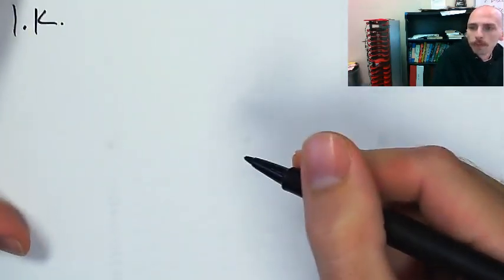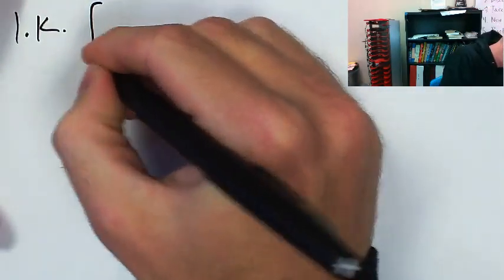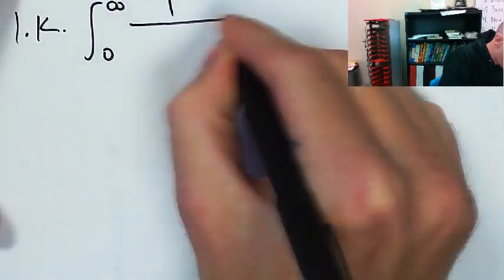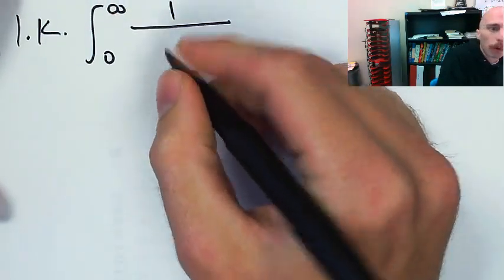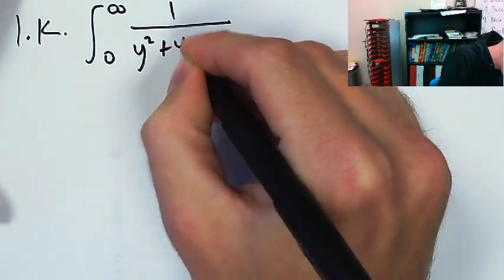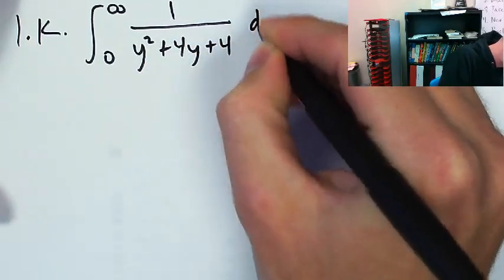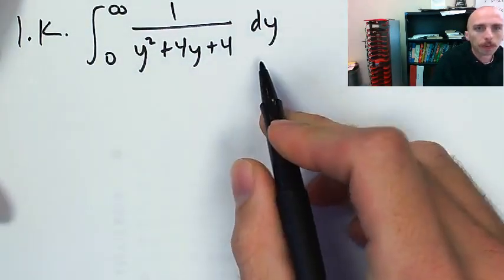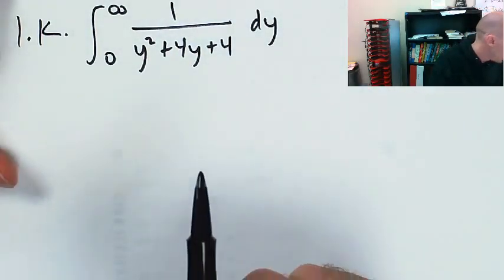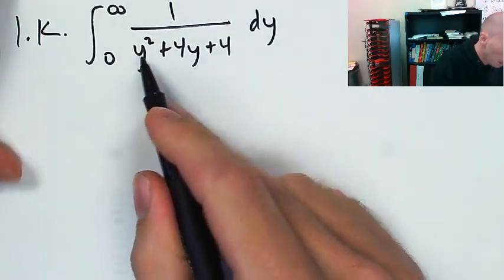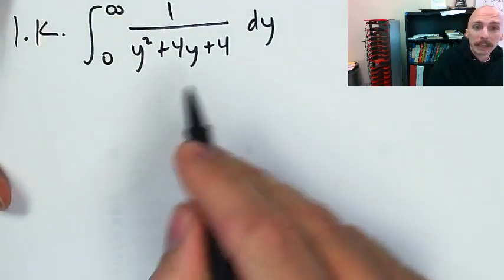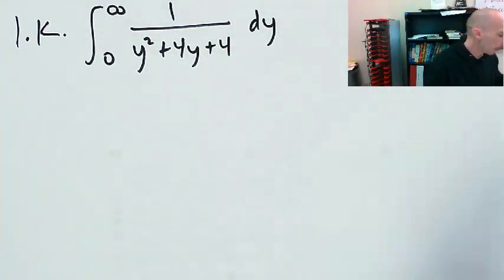The integral from 0 to infinity of 1 over y squared plus 4y plus 4 dy. All right, we're looking at this and we can say, hey, I can factor this. This is going to factor to y plus 2 and y plus 2. And if we have a repeated factor in the denominator, we're just going to use the power rule.